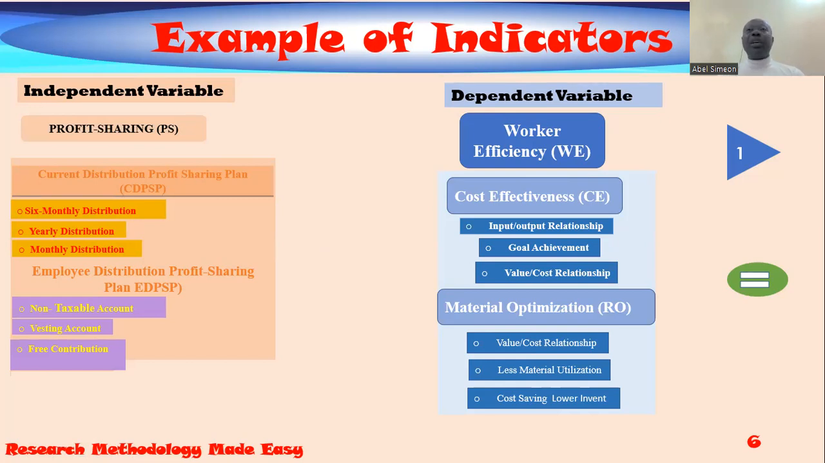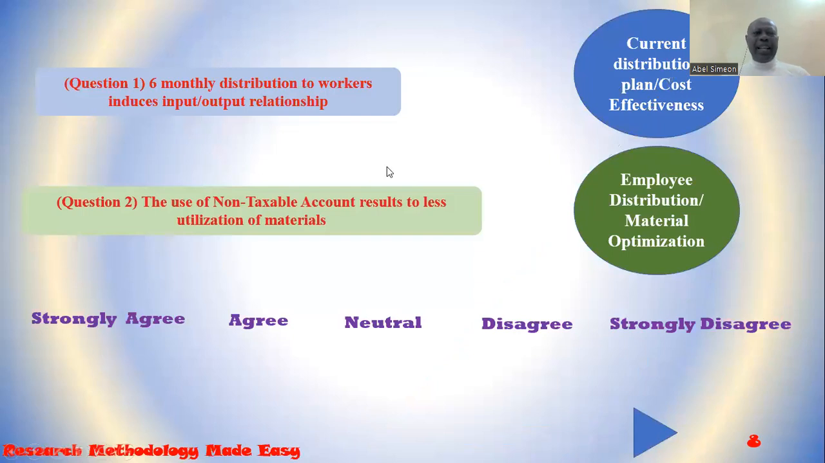When you get to those indicators, go further, search further, and look out for the indicators of those dimensions and measures. Then you now get the item dimensions. Now, how do we do next? We now begin to ask them correlationally. For instance, here, question 1, we say, 6 monthly distribution to workers induces input-output relationship.